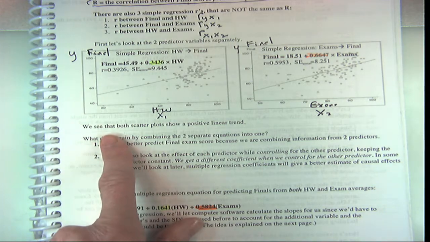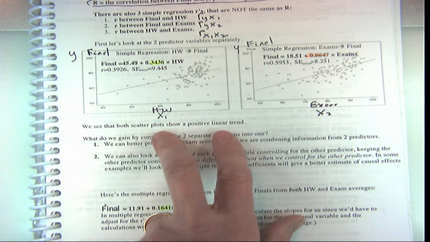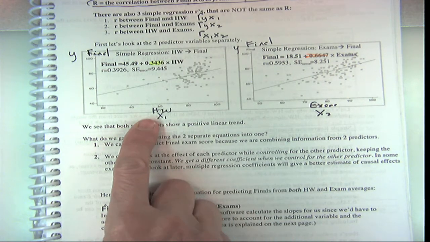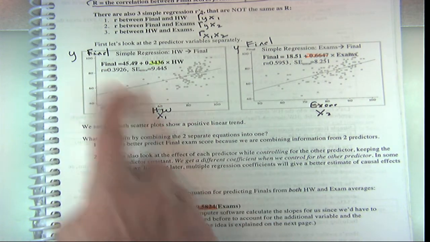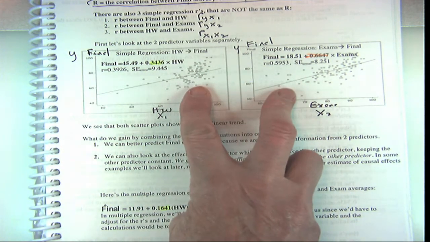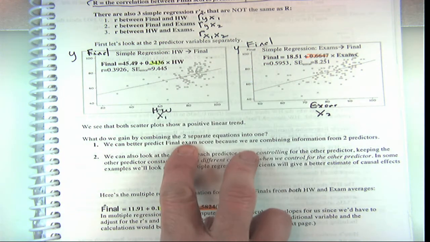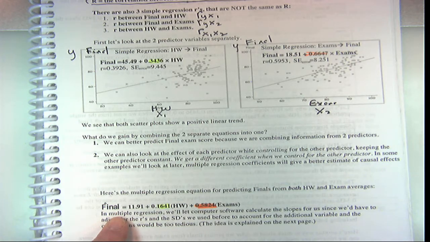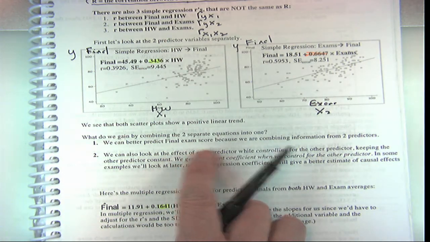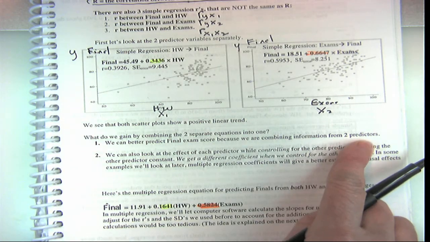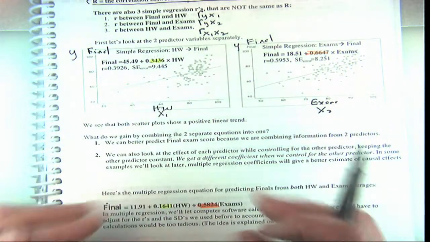Now let's look at this. We see that both scatter plots have a positive trend, and that's no surprise. You'd expect homework to be a good predictor of finals, and you'd expect exam average to be an even better predictor of finals. So that's no surprise that we have those. What do we gain by doing a multiple regression? Well, obviously, we can better predict final exam if we combine information from two predictors. But we could look at them separately. What do you gain by putting them together?